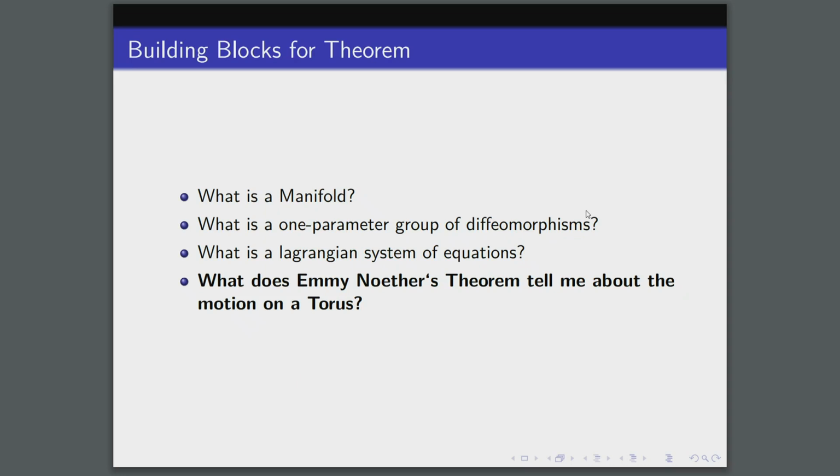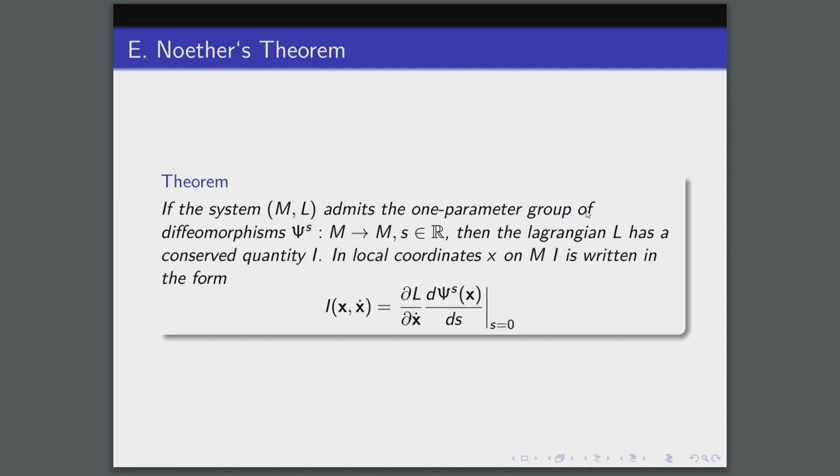Okay, so what does Noether's theorem tell me about the motion of a mass point on the torus? I remind you, the theorem goes as follows. If the Lagrangian system admits a one-parameter group of diffeomorphisms, and I haven't mentioned what admits means: basically, admits means that if you have a diffeomorphism psi of s, then the form of the Lagrangian doesn't change under this coordinate transformation. So if we apply psi of s to L and look at it in different coordinates, the form of L will still be the same. This is what it means that the Lagrangian system admits the one-parameter group of diffeomorphisms.